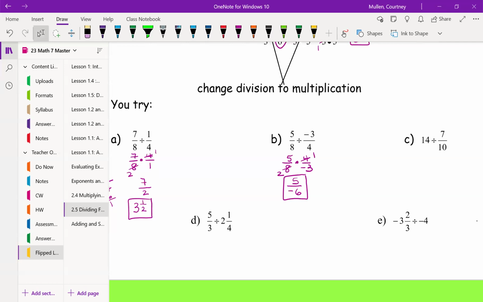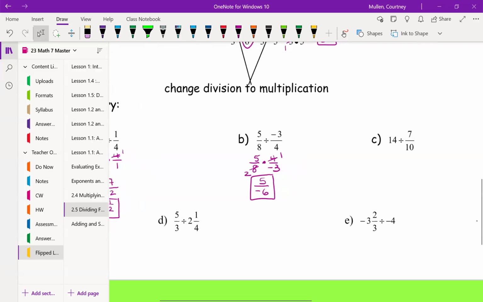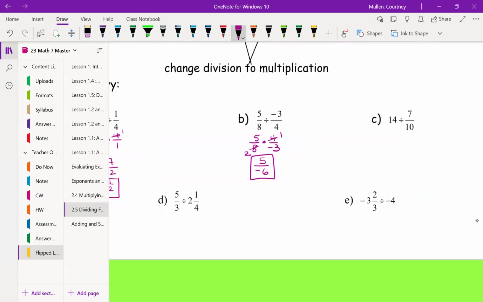Let's do one more example together. Let's do example E. So example E, first we need to convert the mixed number to an improper fraction. 3 times 3 is 9. 9 plus 2 is 11. So we have -11 thirds divided by, well, this is -4 over 1. So we're just going to bring that down in our first step.